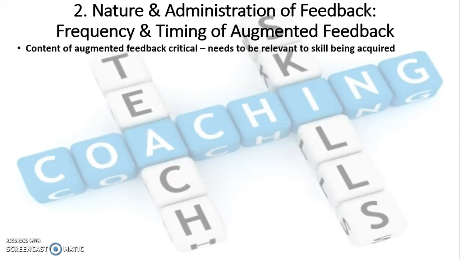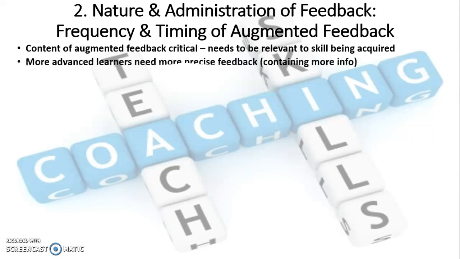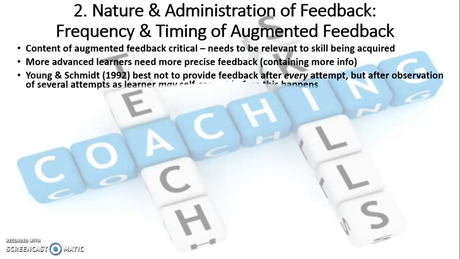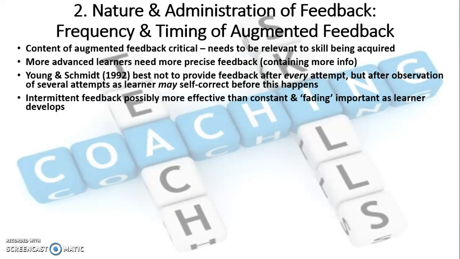Okay, frequency then. So augmented feedback. The content's critical, so it needs to be relevant. Okay, so it needs to be more precise with more advanced learners because obviously they can cope with more in-depth information. Maybe not after every attempt. Okay, give them a chance for trial and error and to get it wrong themselves and see if they can correct it. If it keeps going wrong, then you might step in and give them some help. Intermittent might be better than constantly being on them, and then as they get better, you can fade it out, so you gradually reduce the amount of feedback.